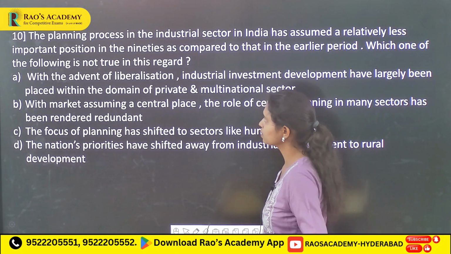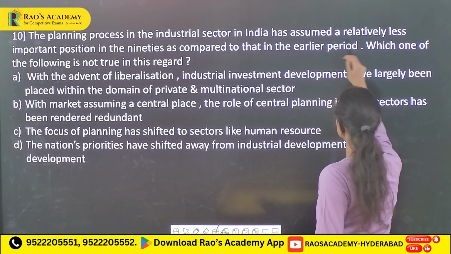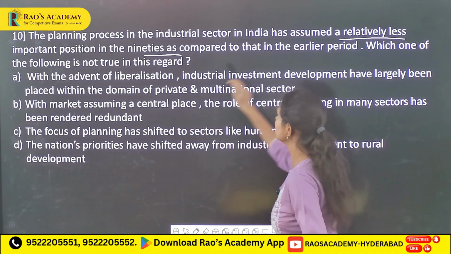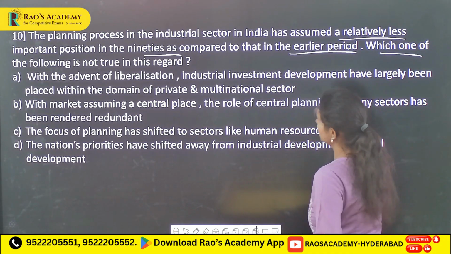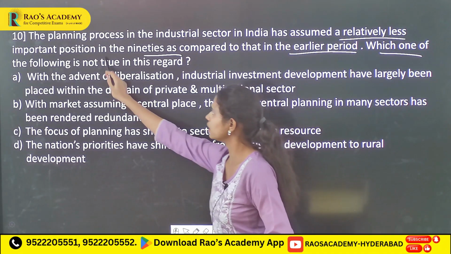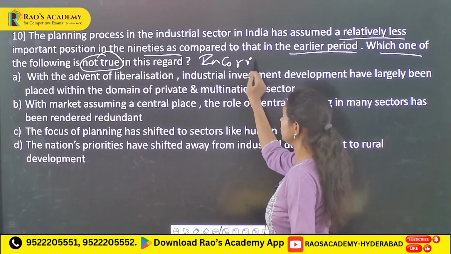The next one is: the planning process in the industrial sector in India has assumed a relatively less important position in the 90s as compared to that in the earlier period. Which one of the following is not true? Here it is asking about the incorrect statement.